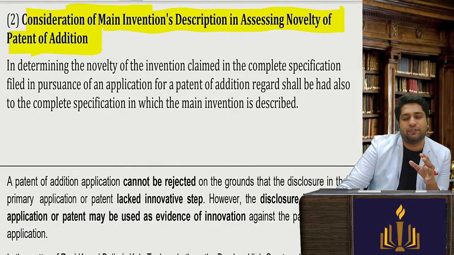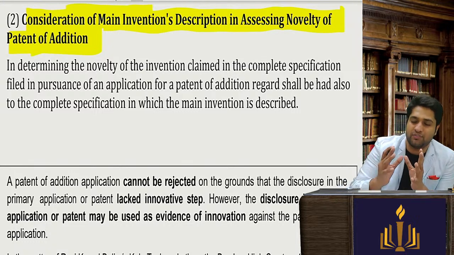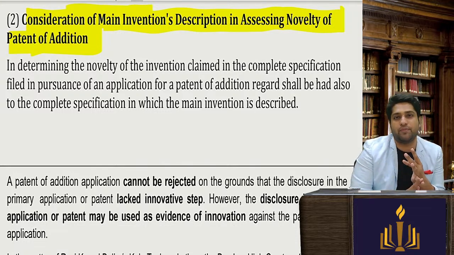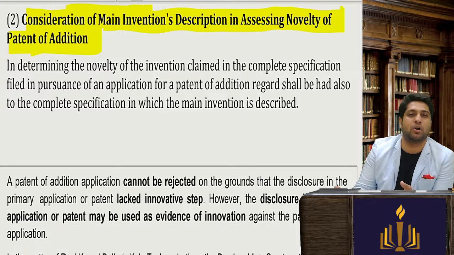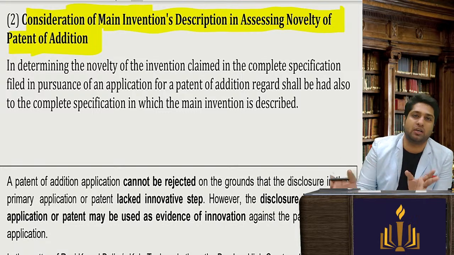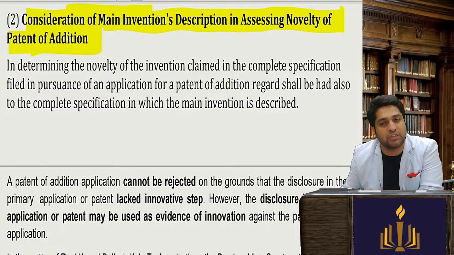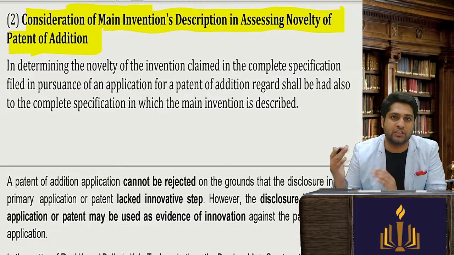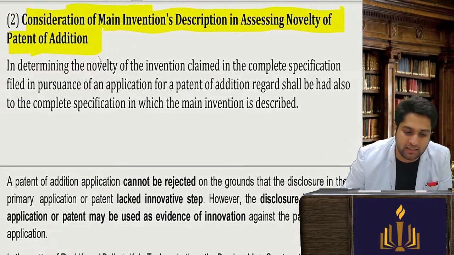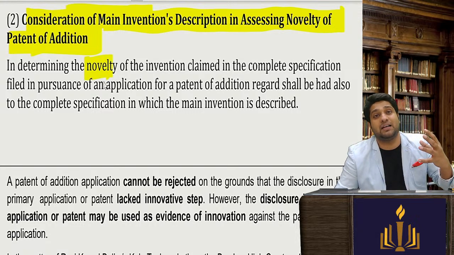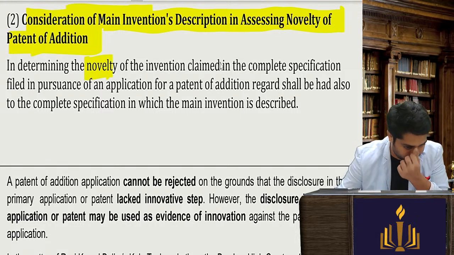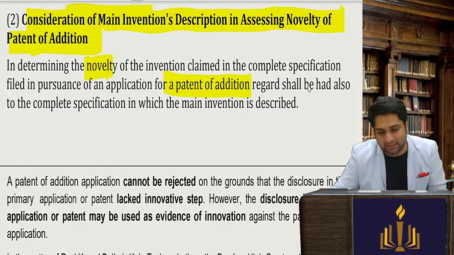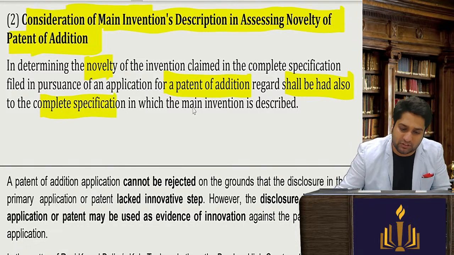Now again, what they are saying is, you don't have to look at it in isolation; you have to look at it as a whole. If the main invention is new, novel, useful, non-obvious, involves inventive step, and is capable of industrial usage, then that is all that is needed. The patent of addition itself need not satisfy this. If the main invention is there, it is sufficient, and the patent of addition can also be added. Let's read what they're saying. In determining the novelty, and whether it is useful, with respect to a patent of addition, we shall have regard to the complete specification of the main invention.